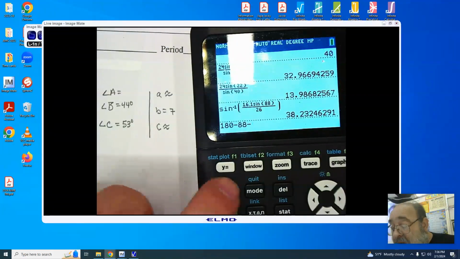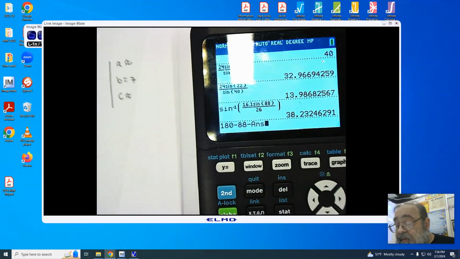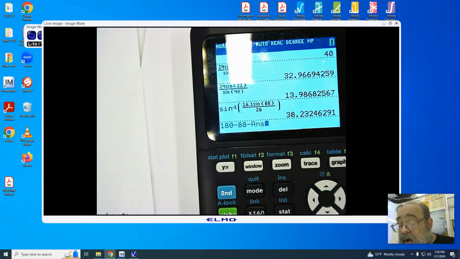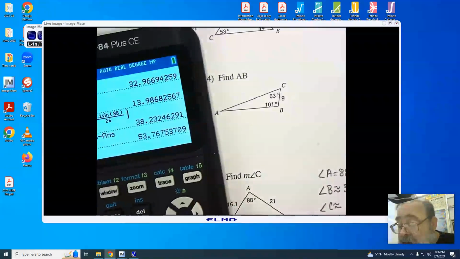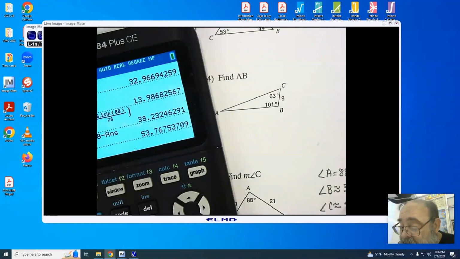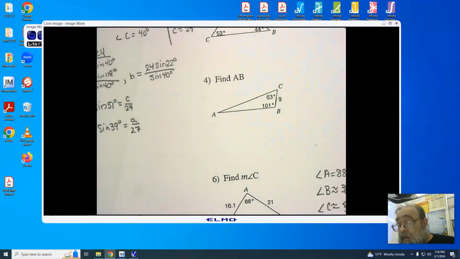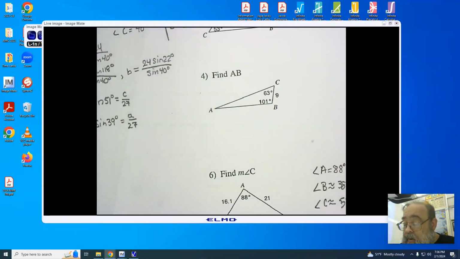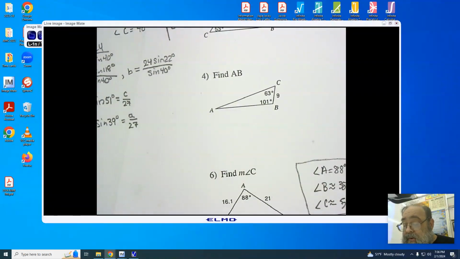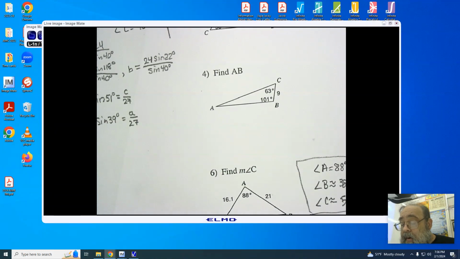So 180 minus 88 minus alpha. By hitting enter, I get my answer as close as I can, and it is now 53.7675 degrees. And there we go. This is our solution to this triangle. Remember, solutions find every angle and every side.